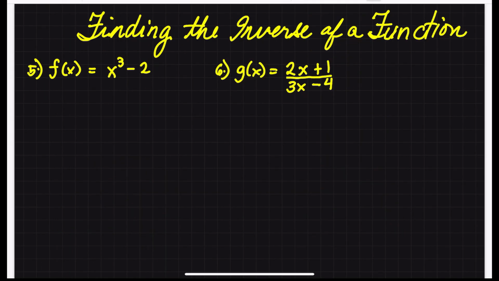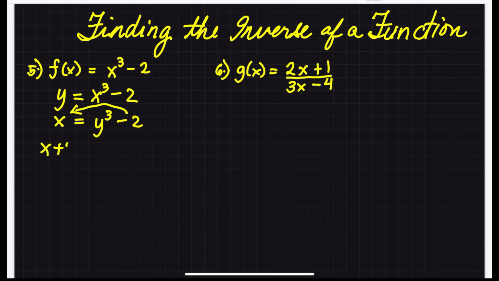Another example in finding the inverse of a function. Example number 5, f of x is equal to x cubed minus 2. Okay? So, si f of x, gawin nating y equals x cubed minus 2. Then, si y gawin natin x at si x gawing y. So, y will become x at si x naman magiging y. Y cubed minus 2. Then, solve for y in terms of x. So, si negative 2 na constant, lipat natin doon gawing x plus 2 equals y cubed.